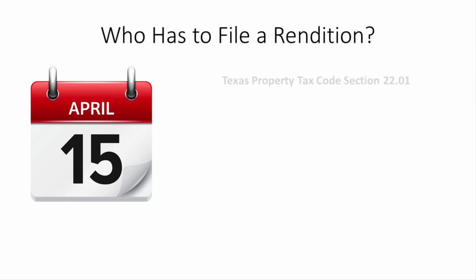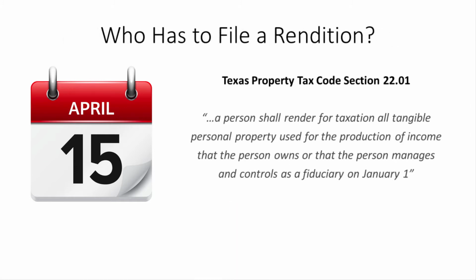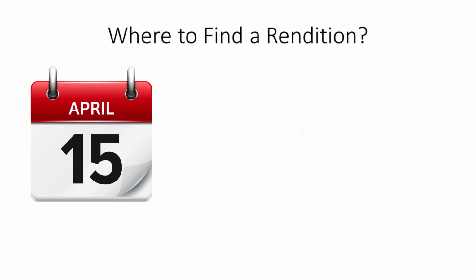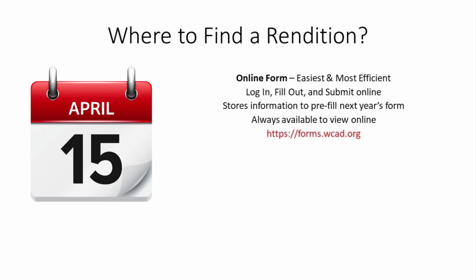According to the Texas Property Tax Code, the owner of a business on January 1st is required to file a rendition form every year. The online rendition form is an easy and efficient way to file. An owner can log in, fill out the form, and submit online. The submitted information is stored so the data will be present for future logins. Plus, an owner may log in and view past submissions at any time.